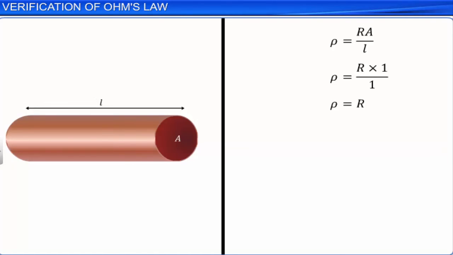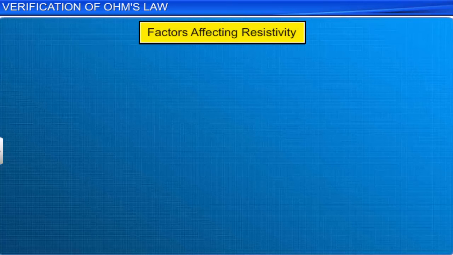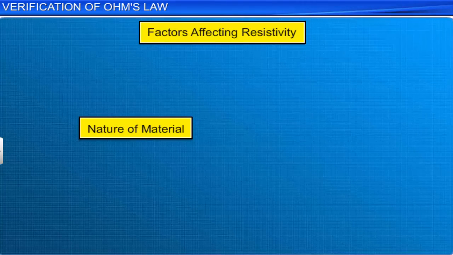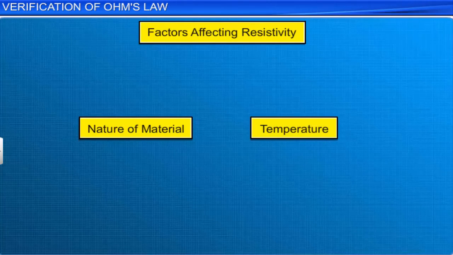If the length and area are measured in meter and resistance is measured in ohm, then we get the unit of resistivity as ohm meter. The resistivity of a material depends on its nature and the temperature of the conductor. It is independent of the shape and size of the conductor. It is a property of the material of the conductor and does not depend on the potential difference applied across the conductor or the current through it.